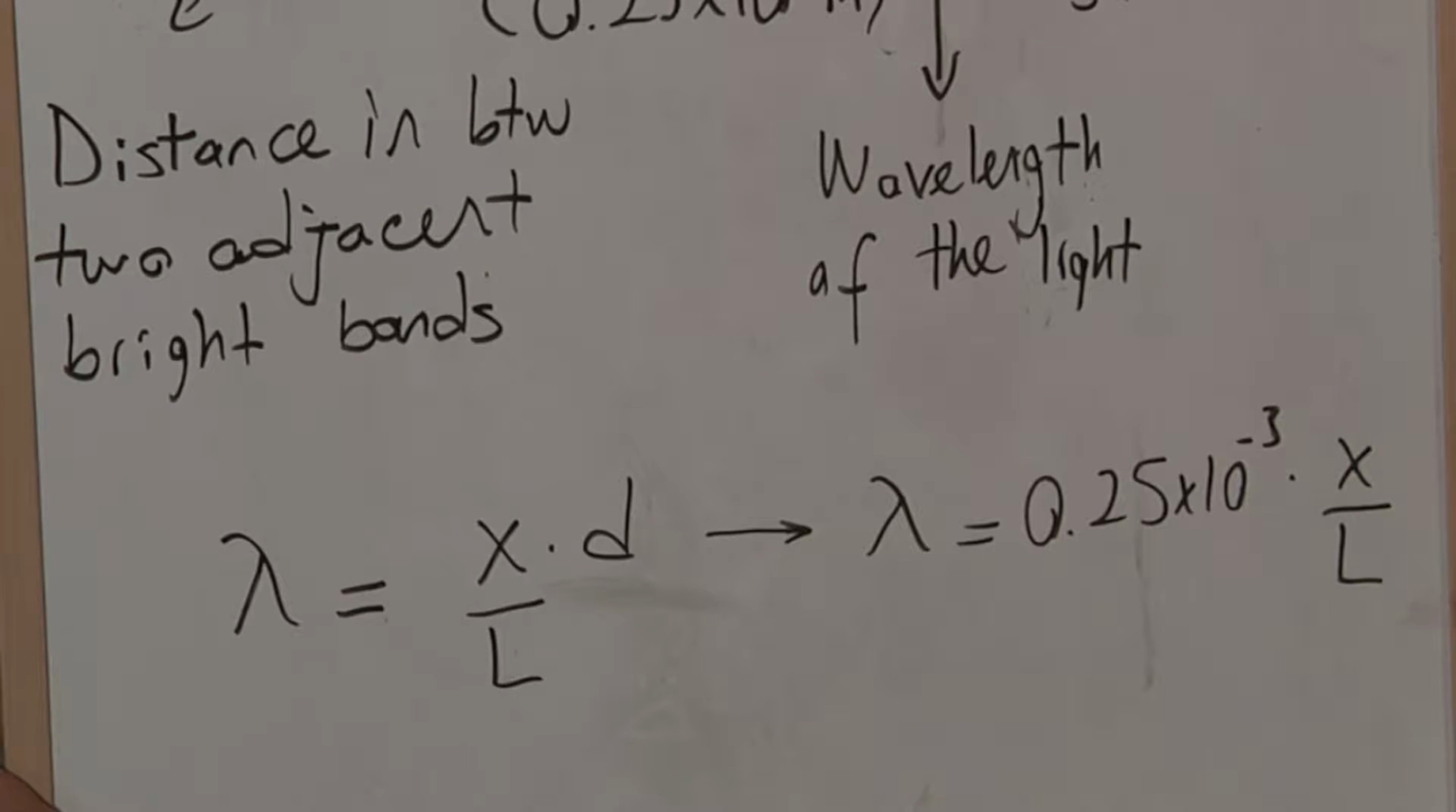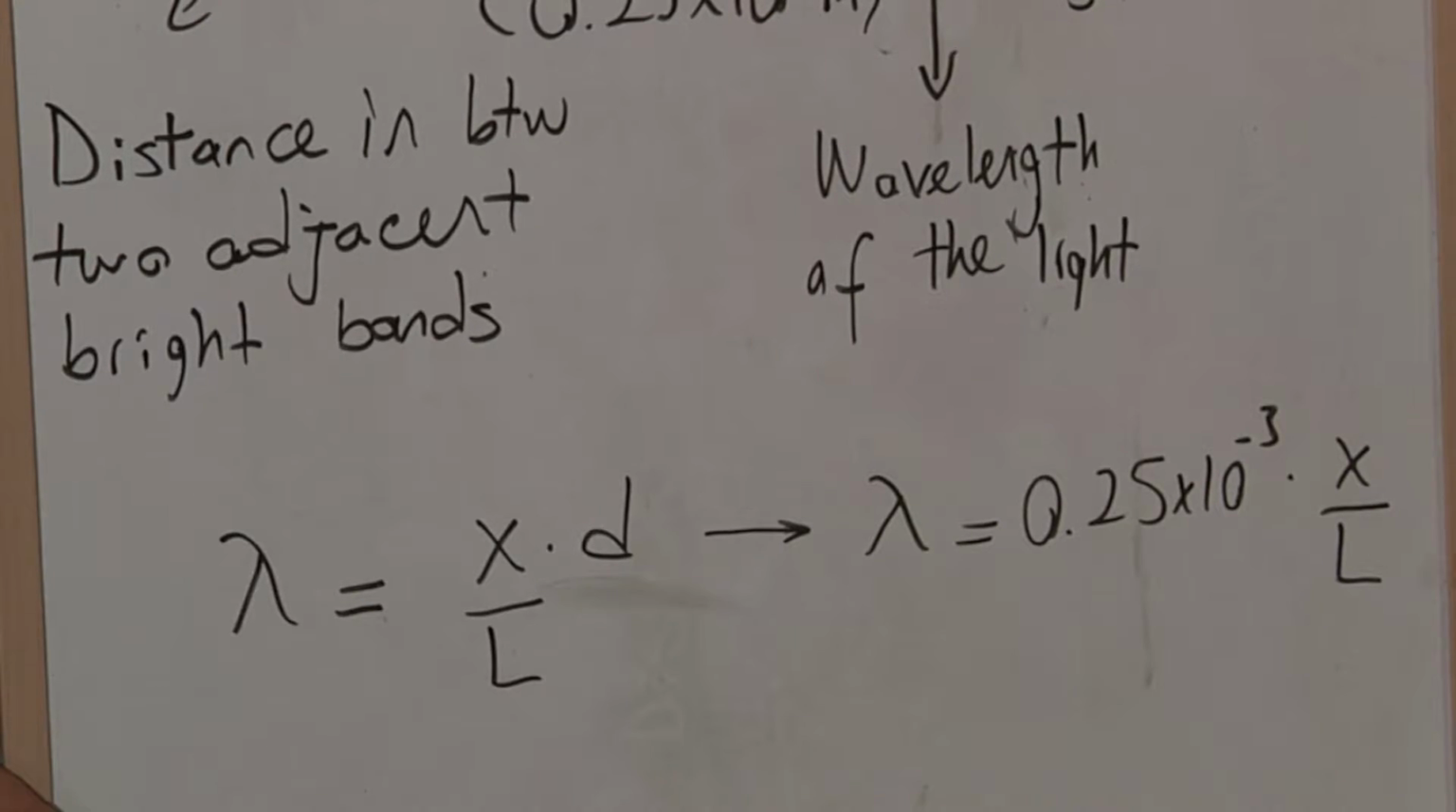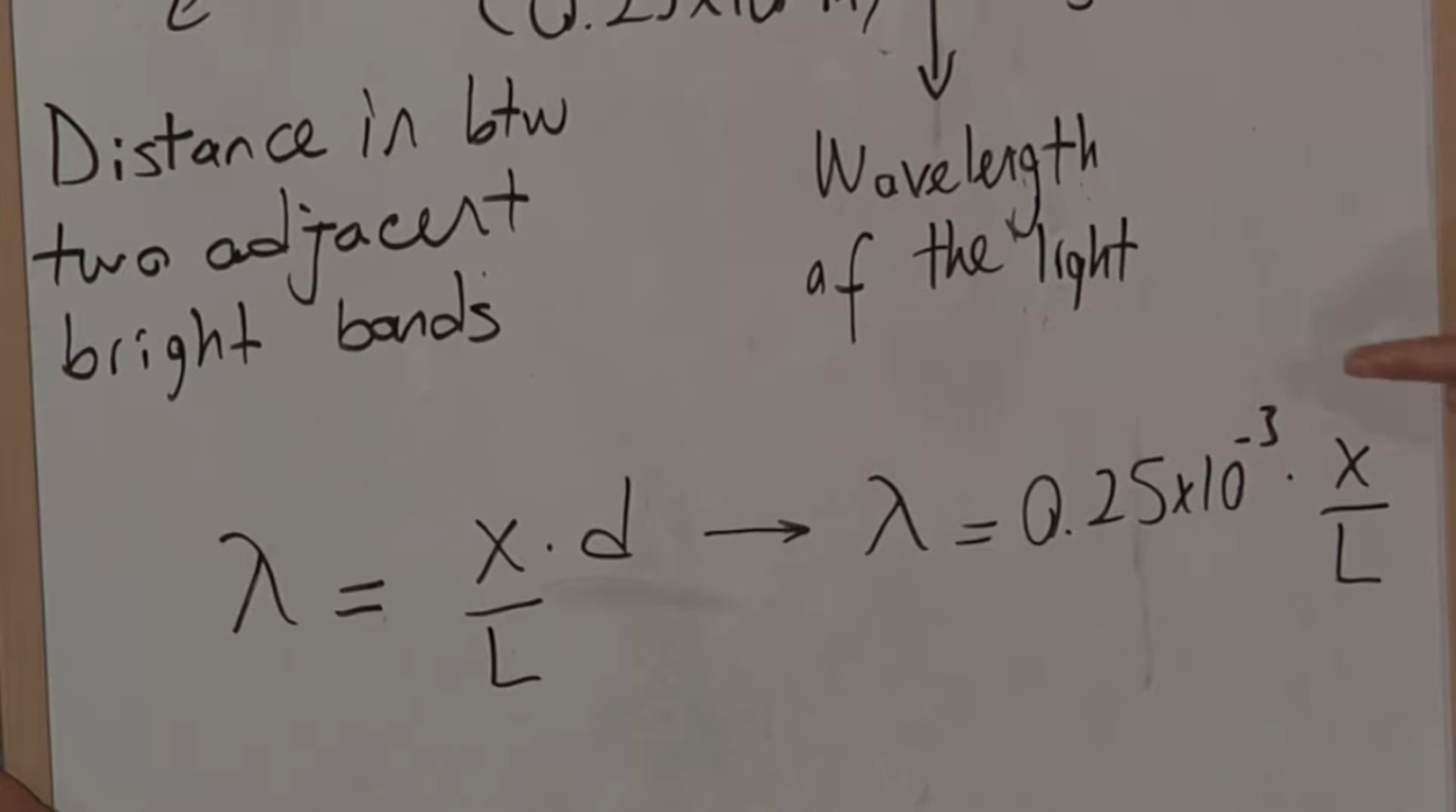How are we going to do this? L is the distance from the slit to the screen, and x is basically the distance in between two adjacent bright lights. So we can change the distance, which is L, and we can measure x. So if we draw L to x graph, and if we get the slope of that and multiply that slope with the d, then we can find our lambda.